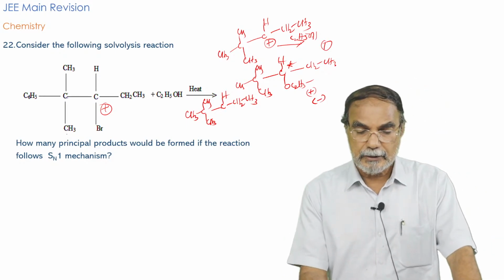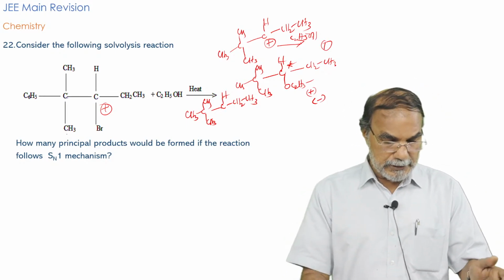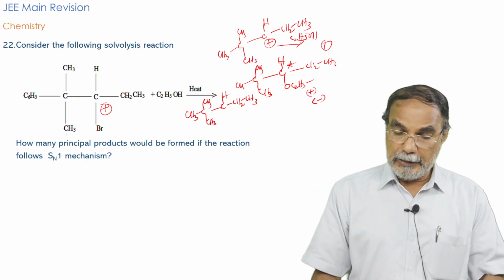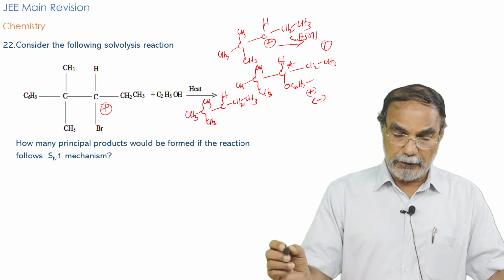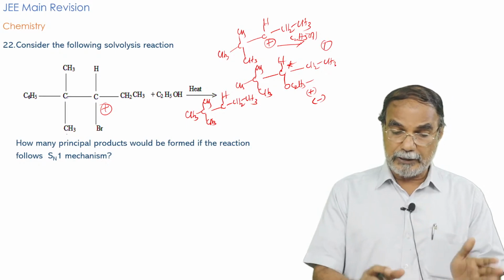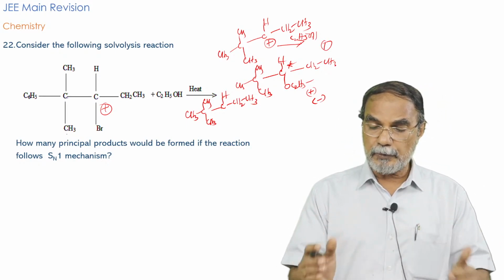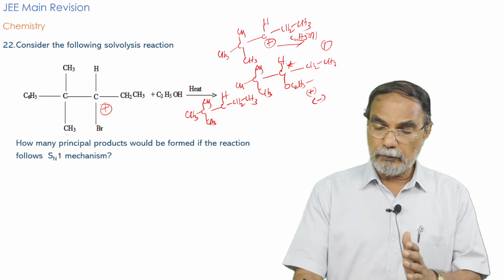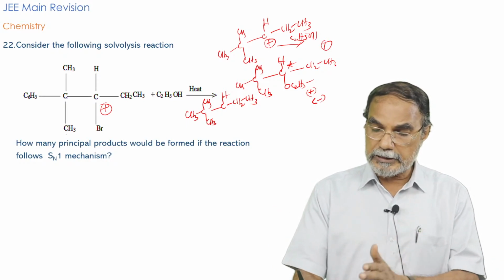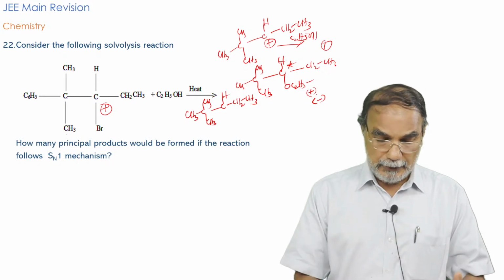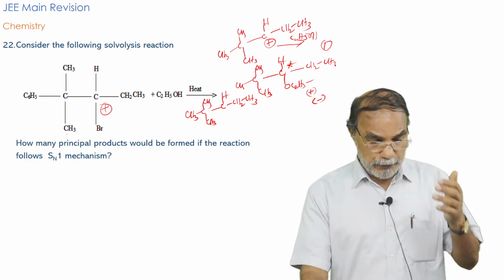Principal products by an SN1 mechanism, because nothing is said about the elimination reaction here. You need not think about elimination because only the SN1 mechanism is given. So you have to understand what substitution products are possible when that OC2H5 substitutes here. You have already seen dextro and levo. Now this is the other possibility.